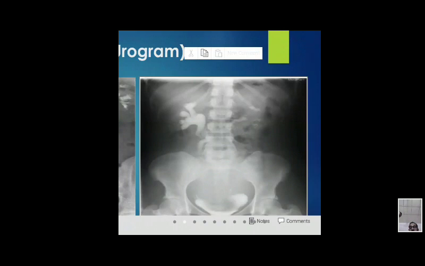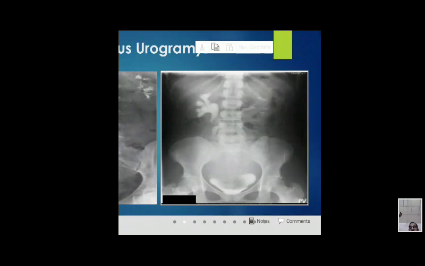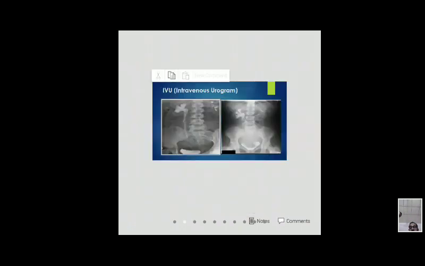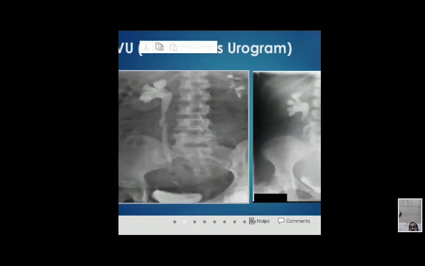So on the right side there is a dilated pelvicalyceal system. On the left side it is normal and the dye easily passes into the bladder. So this is called hydronephrosis. There is a dilated pelvic system and loss of the cupping of the minor calyx, and it becomes club shaped. This is called hydronephrosis. So what are the causes of hydronephrosis?